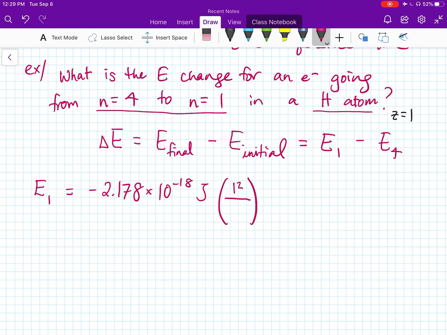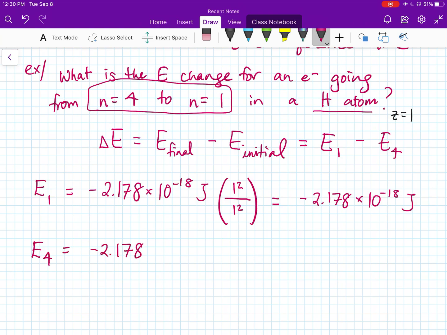And then the N comes from the N equals 1 here for this final state. So that's going to be 1 squared as well. So this is just going to be the constant, negative 2.178 times 10 to the minus 18 joules for the energy for N equals 1. We can do the same thing for N equals 4.